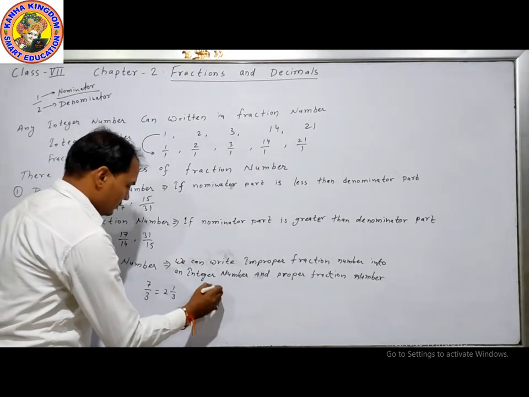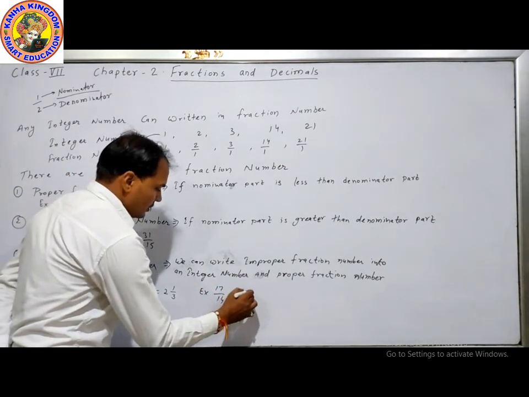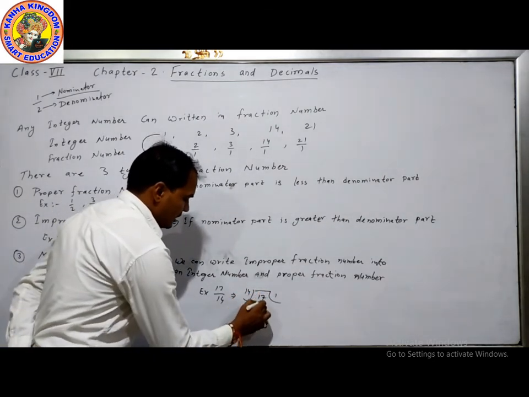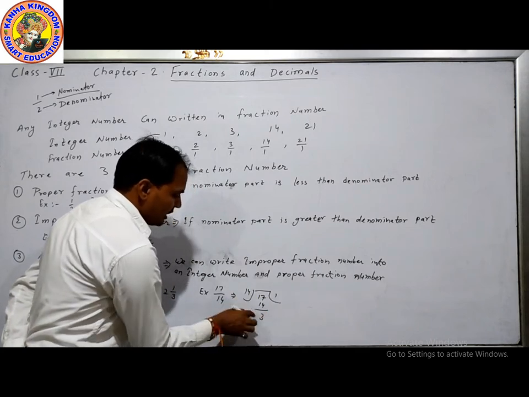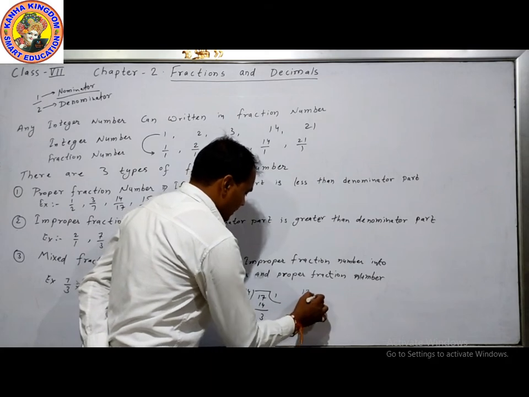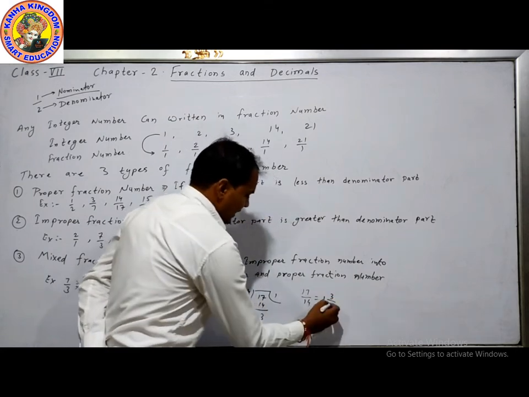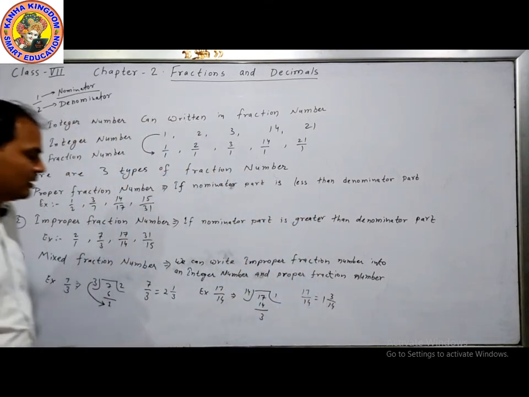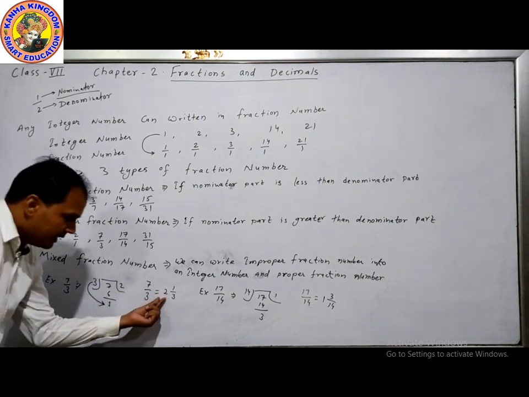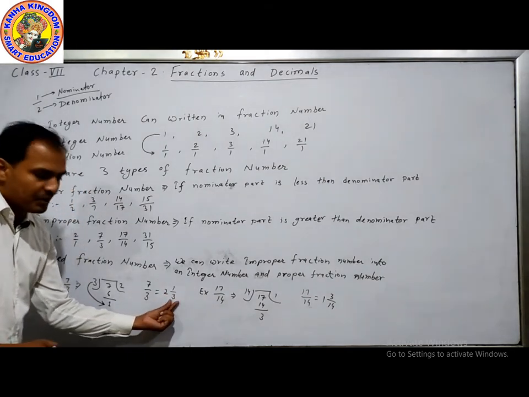For example, 17/14. Dividing 14 into 17, 1 time 14, remaining is 3. 3 is less than 14, so stop dividing. So we can write 17 by 14 is equal to 1 and 3 by 14. So this is a mixed fraction number, an integer with a proper fraction number, integer part and proper fraction part.